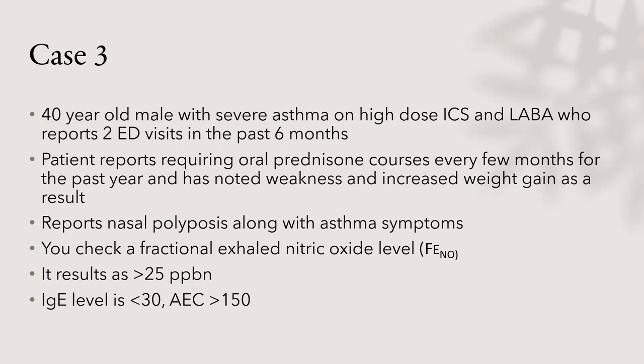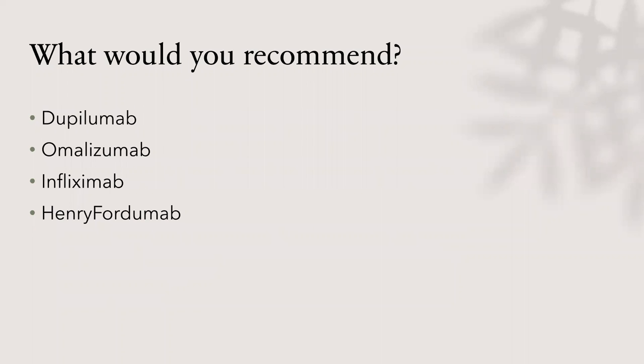I think this is the last question. It would be a 40-year-old male with severe uncontrolled asthma. He also, however, tells you he's having some nasal polyps as well. And you're the pulmonologist of the future. You check a fractional exhaled nitric oxide level and it comes back as more than 25. His IgE is not impressive. His eosinophil count is more than 150. Okay, maybe it's impressive, maybe not so great. But the FeNO catches your attention, and the nasal polyps. So what are you going to use for this gentleman? Very good, yeah, exactly, that's the one.